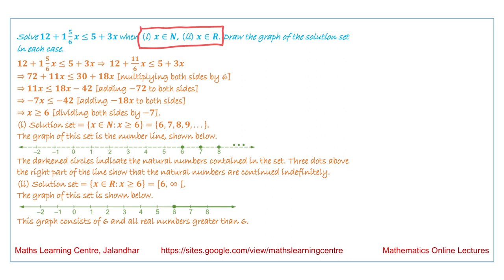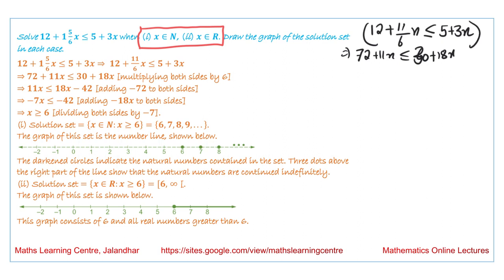Next, this inequality is given, and the replacement sets are x belongs to N and x belongs to R. In the first case, if we solve this, we obtain 12 plus 11/6 x is less than or equal to 5 plus 3x. So this implies 72 plus 11x is less than or equal to 30 plus 18x. What we have done is multiply both sides of the equation with 6. It is a positive number, so the sign of the inequality will not change.